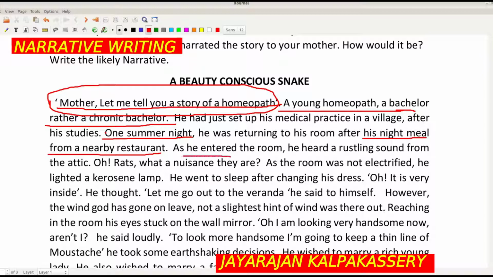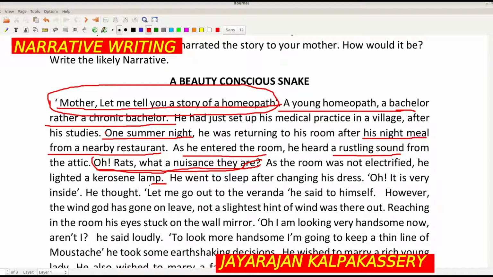As he entered the room, he heard a rustling sound. A rustling sound, an adjective is used here. From that, oh, a rat. Rats, what a nuisance they are. Again, an exclamatory sentence is used here. As the room was not electrified, he lighted a kerosene lamp.